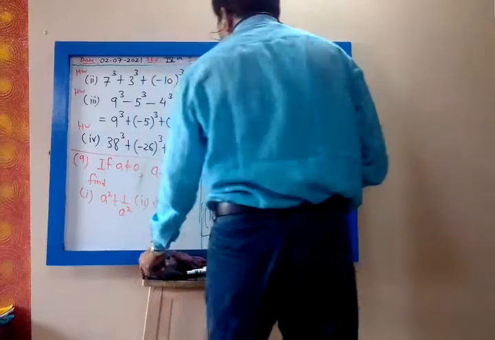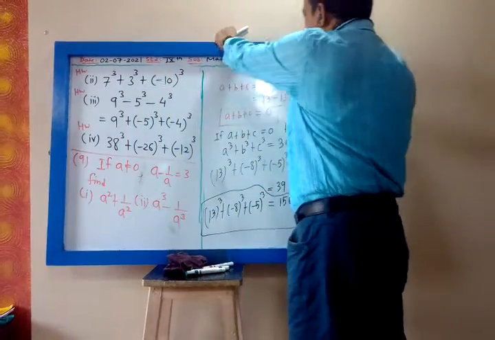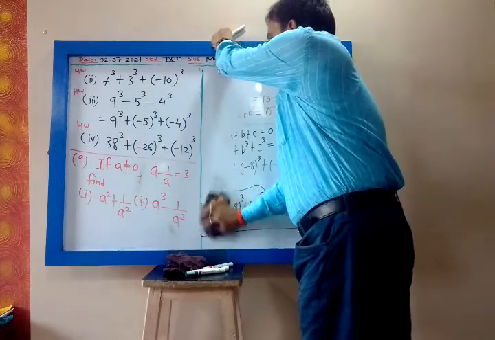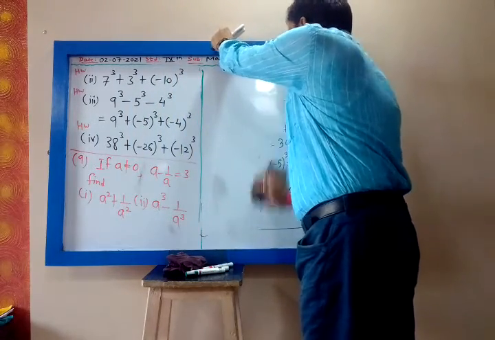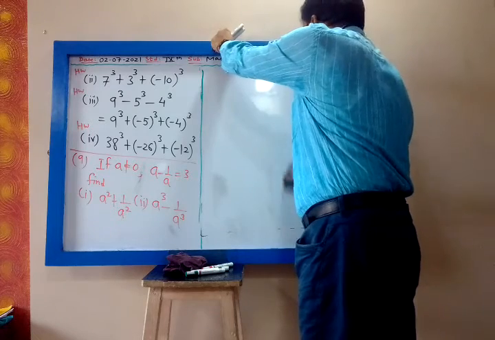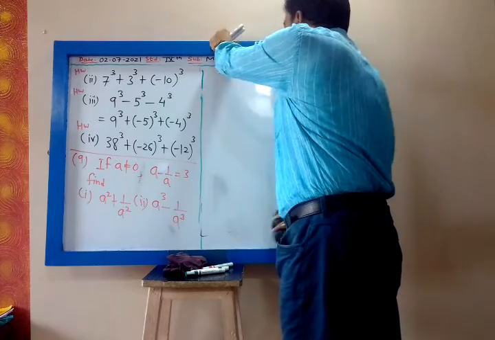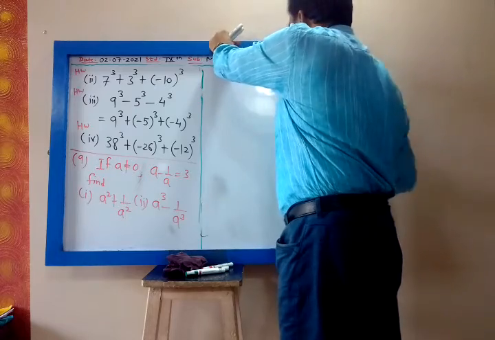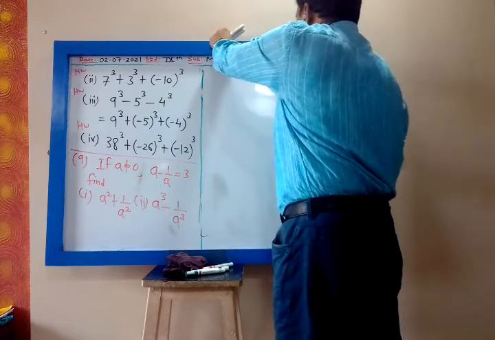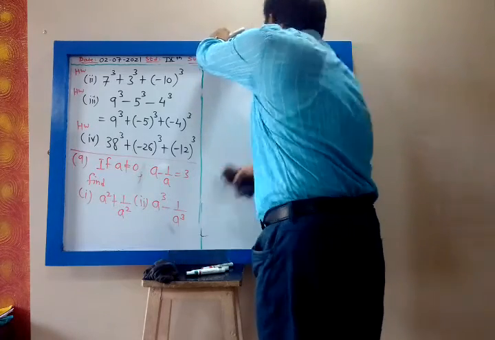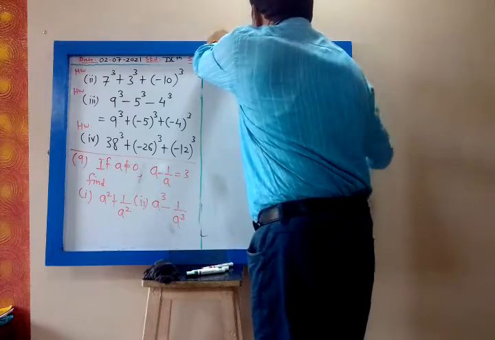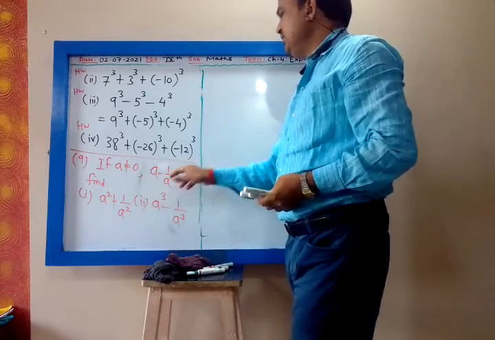So A minus 1 upon A is 3. Find A square plus 1 upon A square. If it is A square minus 1 upon A square, then we write the formula A plus B into A minus B. Correct? But it is A square plus 1 upon A square, and you are given the value of A minus 1 upon A.